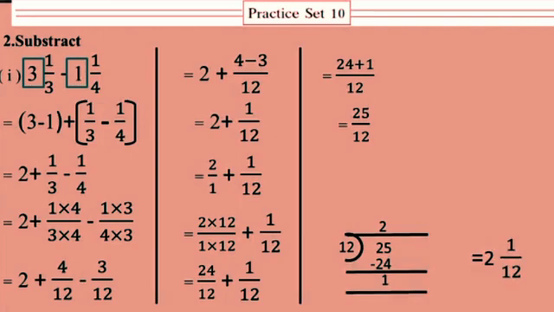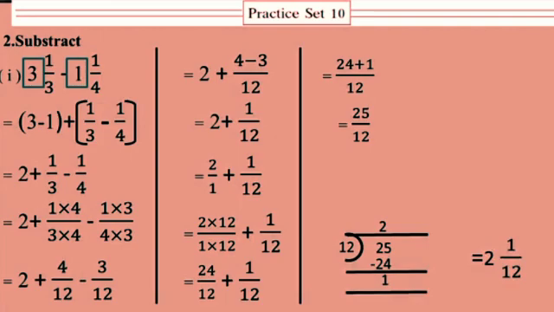3 minus 1 is equal to 2. Now the equation is 2 plus 1 upon 3 minus 1 upon 4. So let us convert the denominators into an equal number. Let us see the common multiple over here. That is 12. Here the equation became, by multiplying both the denominators, 1 multiplied by 4 upon 3 multiplied by 4 and 1 multiplied by 3 upon 4 multiplied by 3.